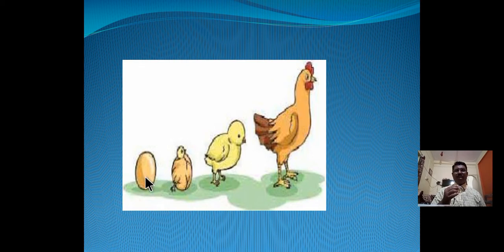So from egg to the mature hen or cock, the stages occur. That stages are the growth stages.